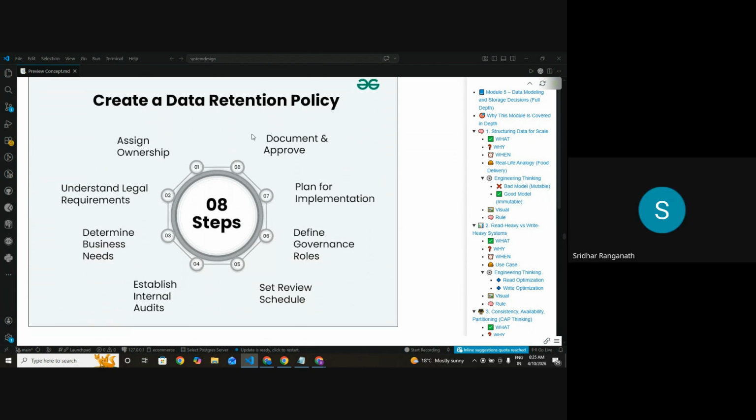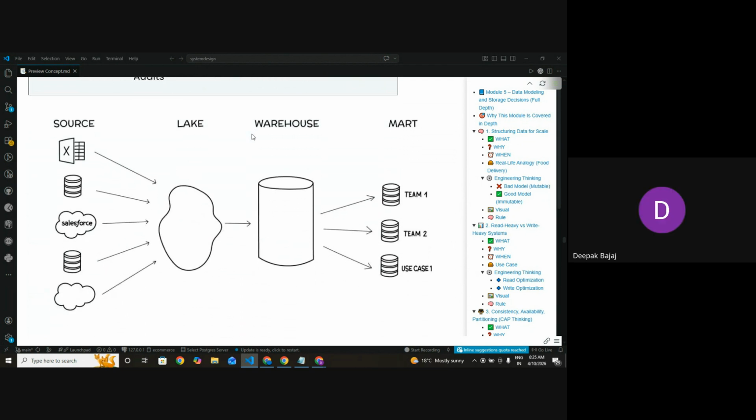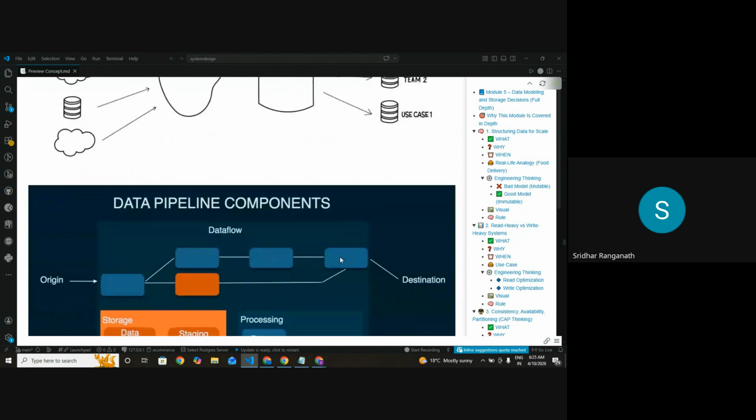So here you can say the sources are like Excel, databases, Salesforce, cloud. A lake is used to store whatever data they have, just store it. And warehousing means we are doing sorting and such. After filtering, organizing, and categorizing the data, we are serving it to a team for different use cases.